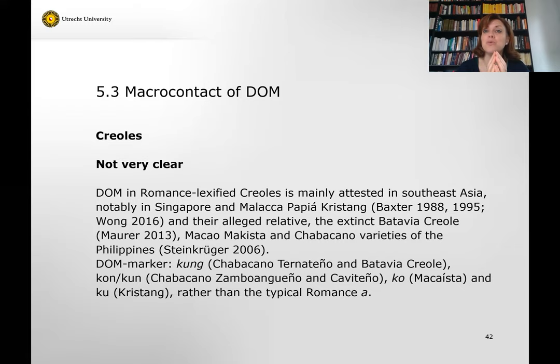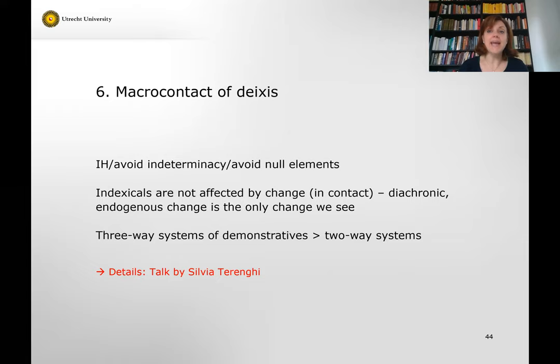Okay. Deixis. So for deixis, we expected pronouns not to change, and also demonstratives not to change so much. And what we found is that, in fact, they don't. They are completely stable. Indexicals are indexicals of the sort like referential pronouns, personal pronouns, but also demonstratives. They do not change. And if they evolve, for instance, three-way systems for demonstratives evolve sometimes, they evolve along the same lines of the diachronic evolution.